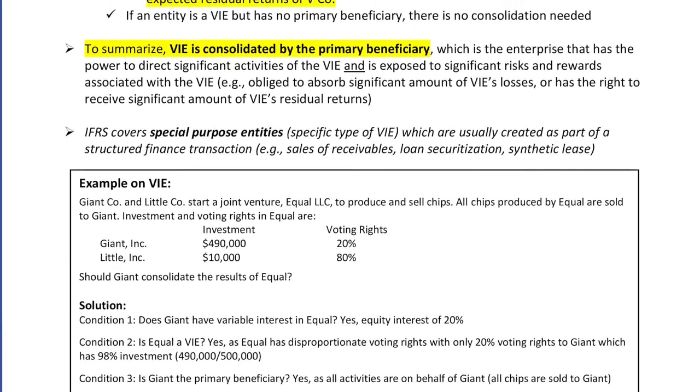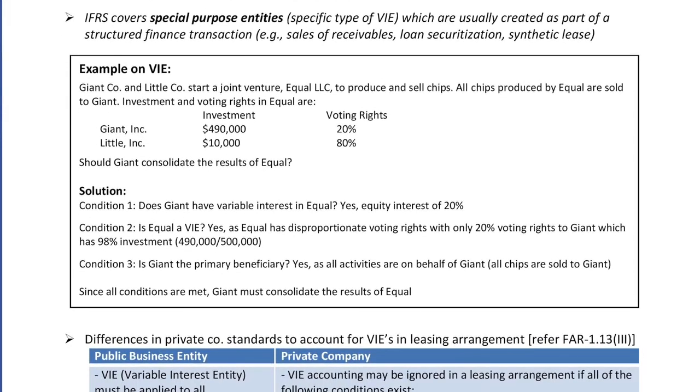And now let's quickly look at the variable interest entity example that we have. It says Giant company and Little company start a joint venture Equal LLC to produce and sell chips. All chips produced by Equal, that's a joint venture, are sold to Giant. Investment and voting rights in Equal are, so Giant has made an investment of $490,000, but they have voting rights of only 20%. Whereas Little, they have just made an investment of $10,000 for which the voting rights is 80%. Now the question is, should Giant consolidate the results of Equal?